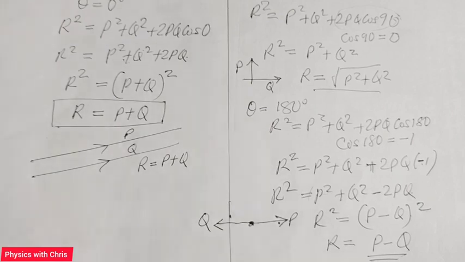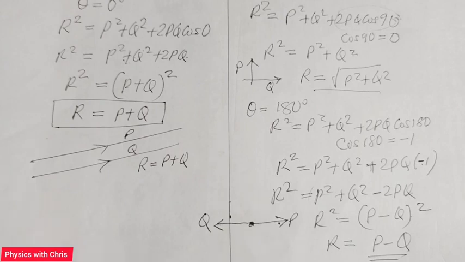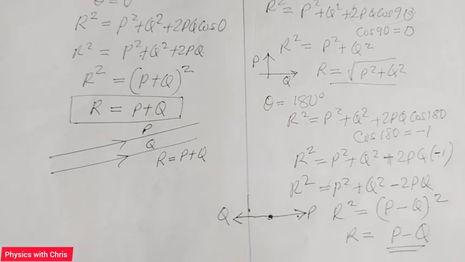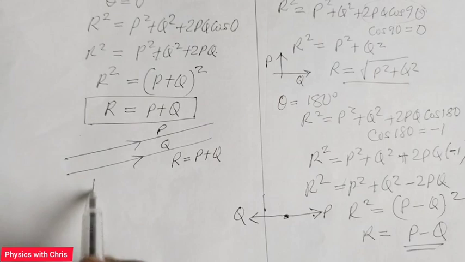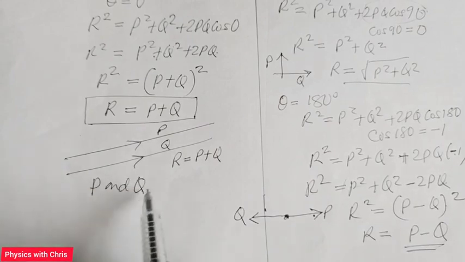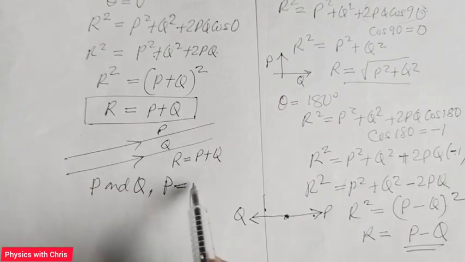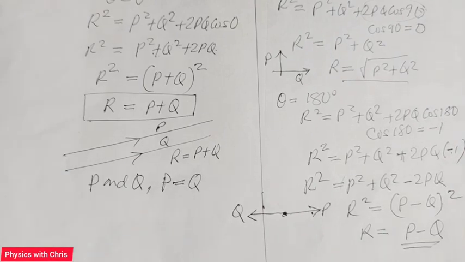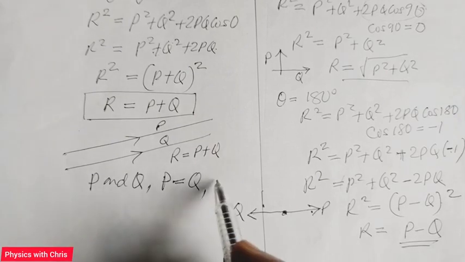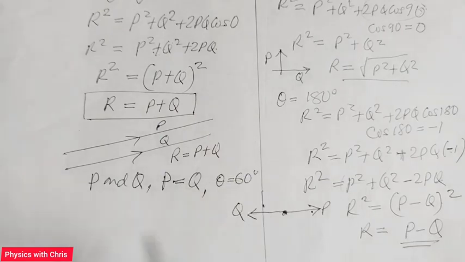So you can see that this equation is, can I say, universal in a way, because irrespective of the angle between two vectors, the equation can be used to determine the resultant of the two vectors. Finally, suppose you have the two vectors p and q such that vector p is equal to vector q in magnitude. Vector p, let's say 5 Newton or thereabout, vector q is also 5 Newton. And let's also say that the angle between them is 60 degrees. What will be their resultant?